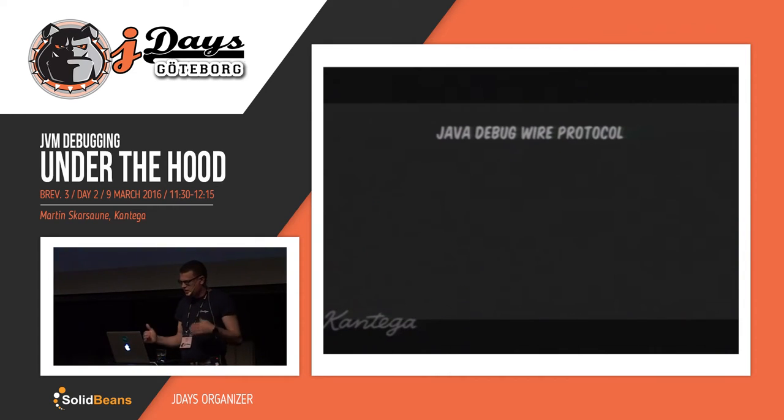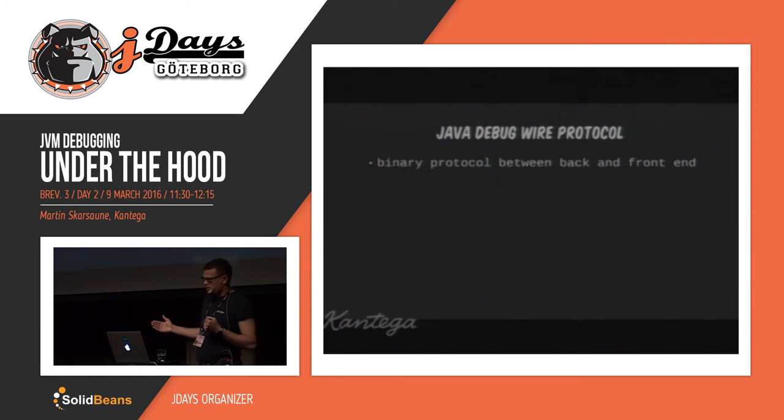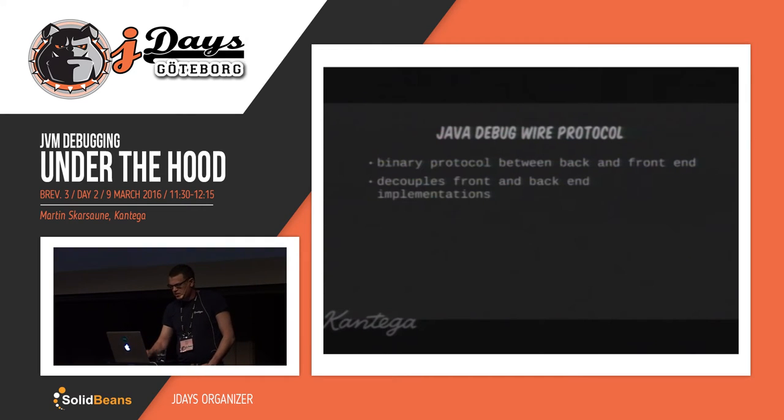Then we have the transport layer, which is the Java Debug Wire Protocol, a binary protocol that's defined so that you can talk to the backend. This decouples the backend from the frontend. So if you wanted, for instance, in another programming language, you could create your own frontend for a debugger, as long as you're able to speak this protocol.